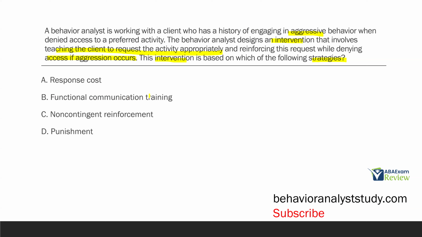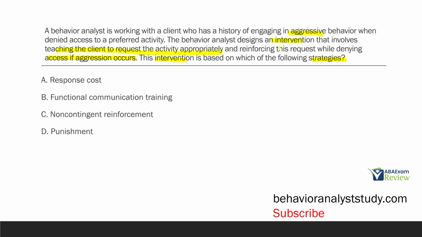Well, that's okay. What else are we trying to do here? Are we trying to implement a response cost? Are we removing earned reinforcement or current reinforcement for behavior? We're not. We're just simply teaching appropriate request, denying access to aggression. So what we're doing is we're really functionally communication training. We're teaching the client to more functionally communicate what they want. And so at the heart of this intervention is going to be FCT, or functional communication training.